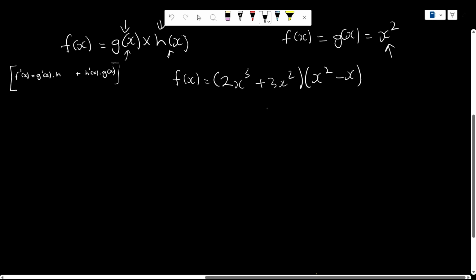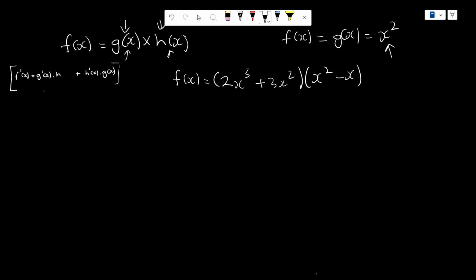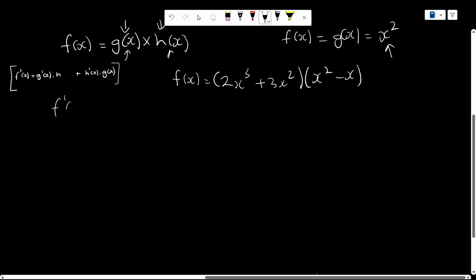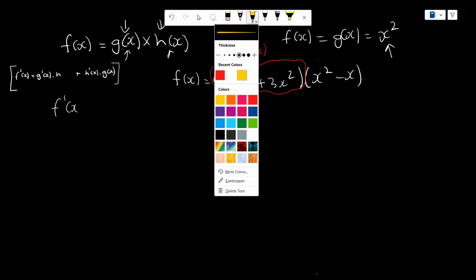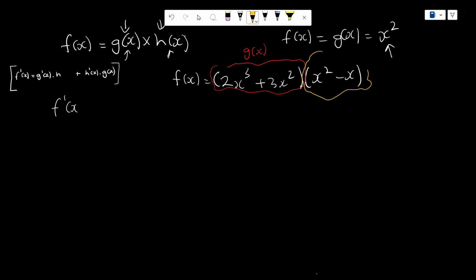You can go ahead and pause the video and try this on your own. The first thing is to find f prime x. This function here I'll say is my g of x, right? And then this part here is my h of x, right?